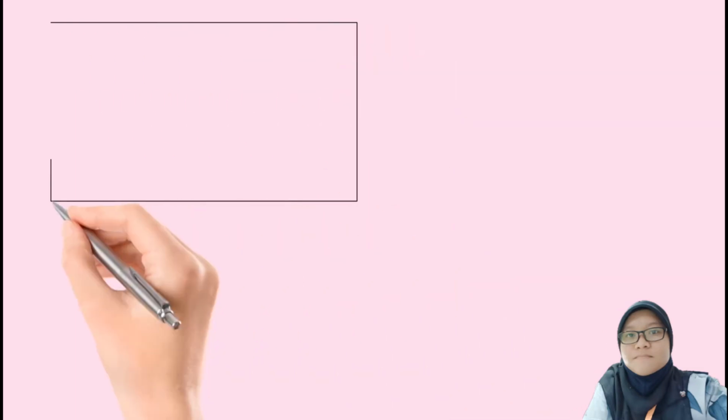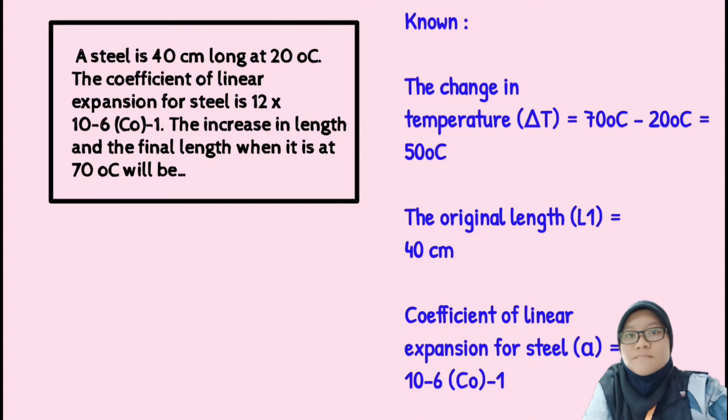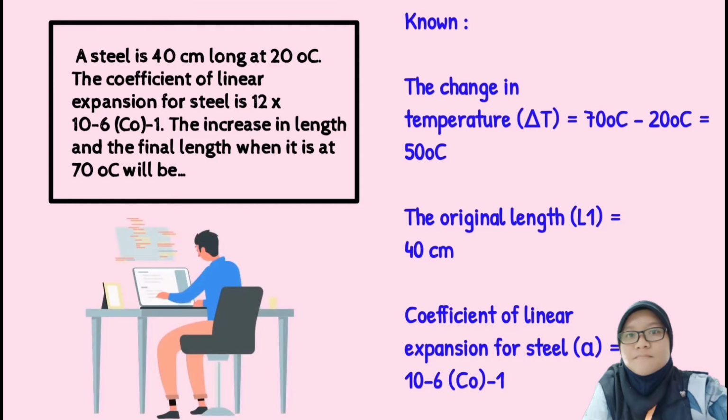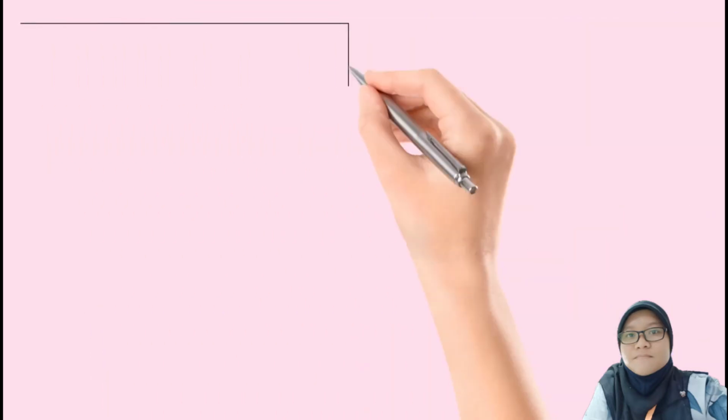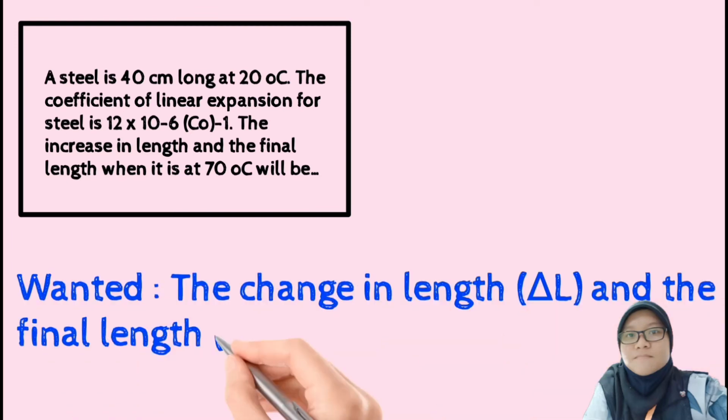So, from the question, we get some information: the change in temperature, delta T, will be 50 degrees Celsius, which is 70 degrees Celsius minus 20 degrees Celsius. The original length is 40 cm. The coefficient of linear expansion for steel, alpha, equals 12 times 10 to the power of negative 6. So, we need to find the change in length and the final length.